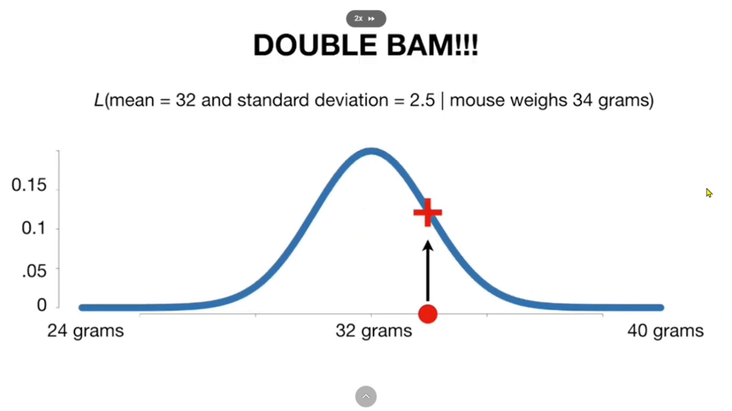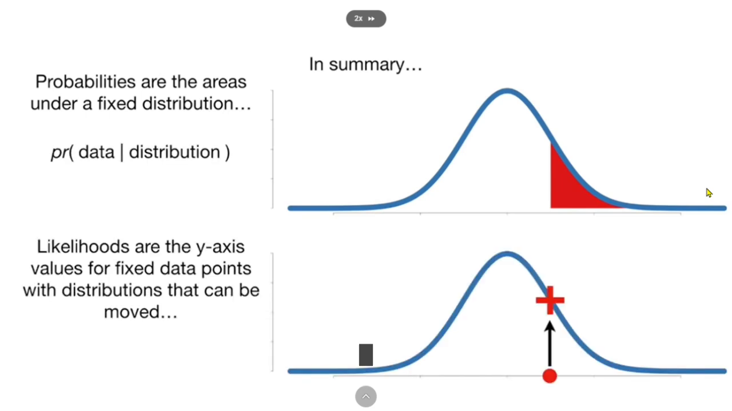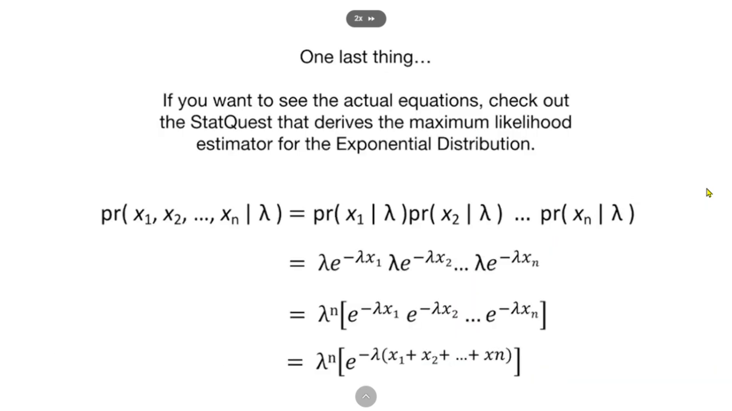Double bam! In summary, probabilities are the areas under a fixed distribution, and mathematically, we have the probability of data given a distribution. Likelihoods are the y-axis values for fixed data points with distributions that can be moved. Mathematically, this is written as the likelihood of a distribution given data. If you want to see the actual equations, check out the StatQuest that derives the maximum likelihood estimator for the exponential distribution.